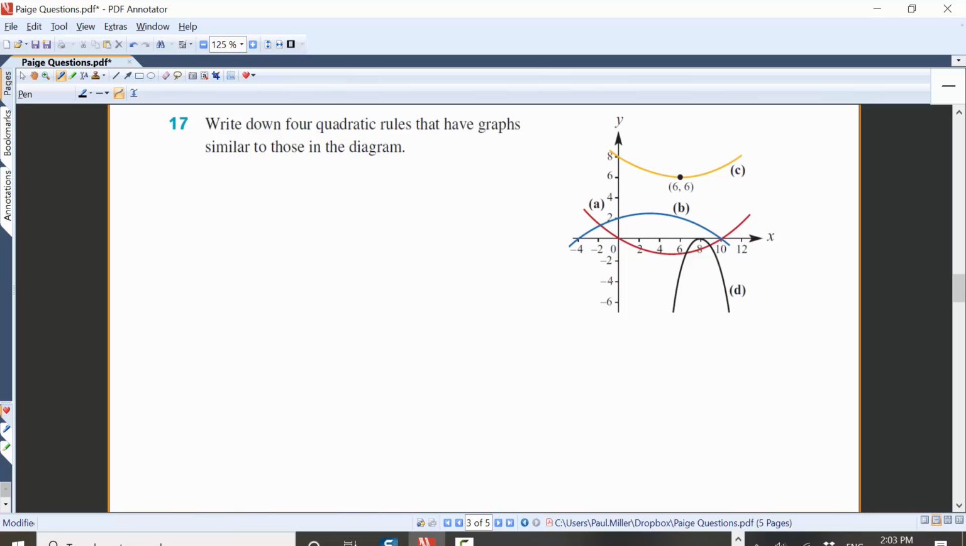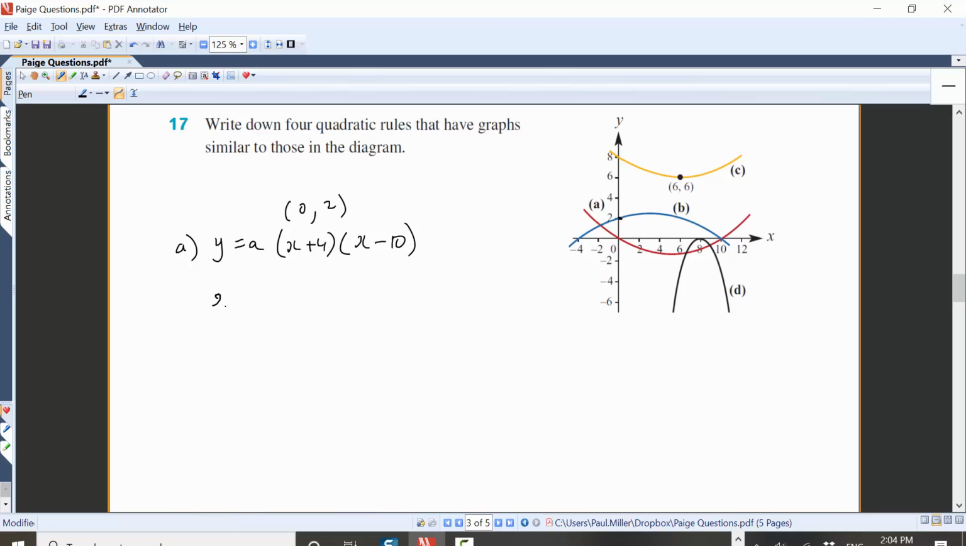Write down 4 quadratic rules that have graphs similar to those. Okay, so let's go, A, I presume, is this blue one. So let's do that first. Okay, so A has 2 x-intercepts. So what I'm going to do is write it as y = a(x + 4)(x - 10). And I'm just going to presume that when x is 0, y is 2.